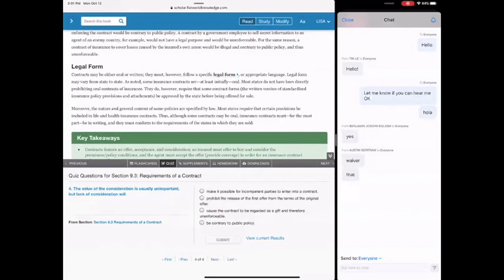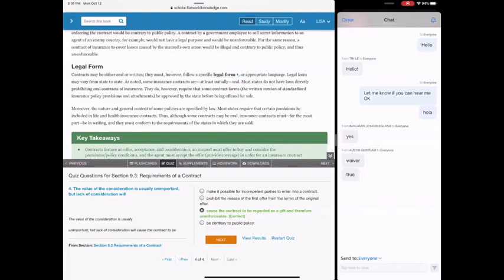The value of consideration is usually unimportant, but lack of consideration will generally cause the contract to be regarded as a gift. But remember that consideration isn't always money. It could be some other condition.